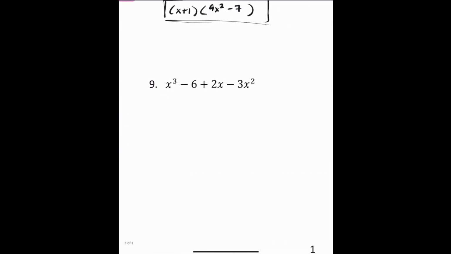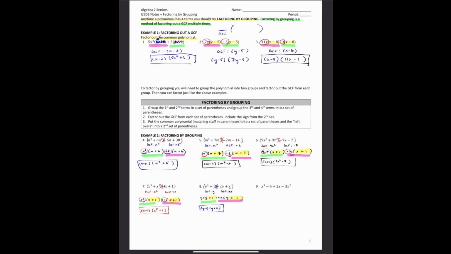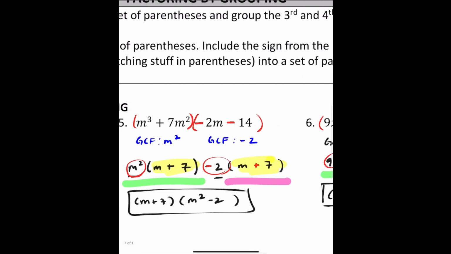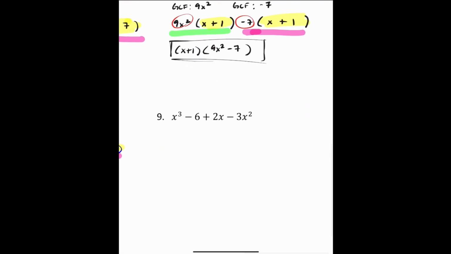Number 9, we have x cubed minus 6 plus 2x minus 3x squared. Now, we need to be very careful with this problem because this expression is not in standard form, meaning the exponents are not going from high to low. So if we look at all of these examples here, this one is going from high to low, high to low, high to low, but this one is not. So we're going to have to rearrange this before we start grouping.